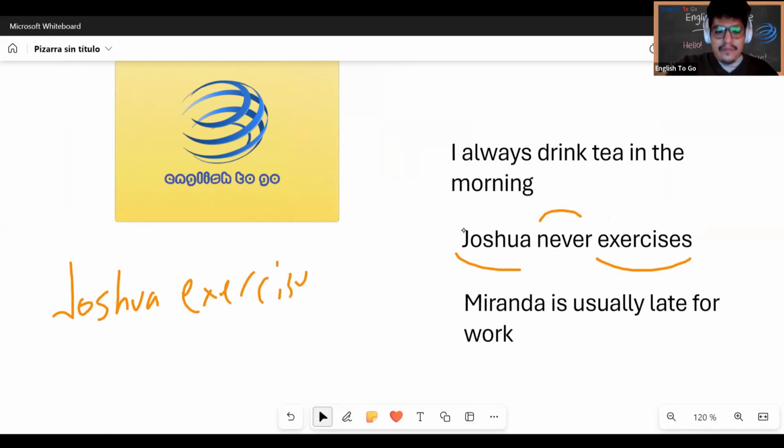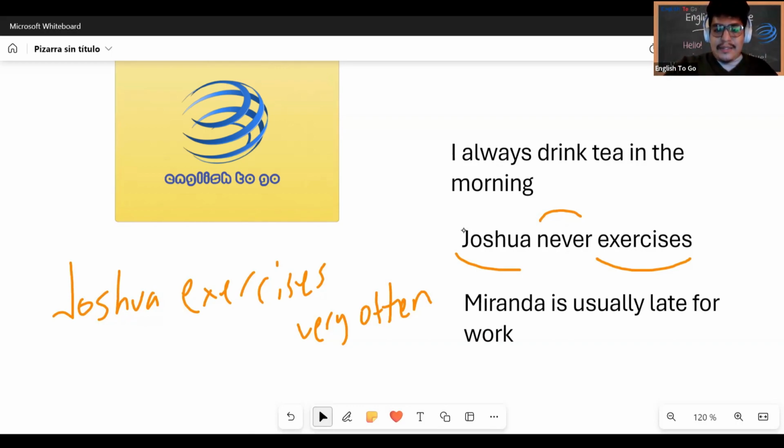exercises very often, for example. Yes, this is an exception, and sometimes it happens. Now you have two options to use often. You can follow the regular form. It means Joshua often exercises, or Joshua exercises very often.